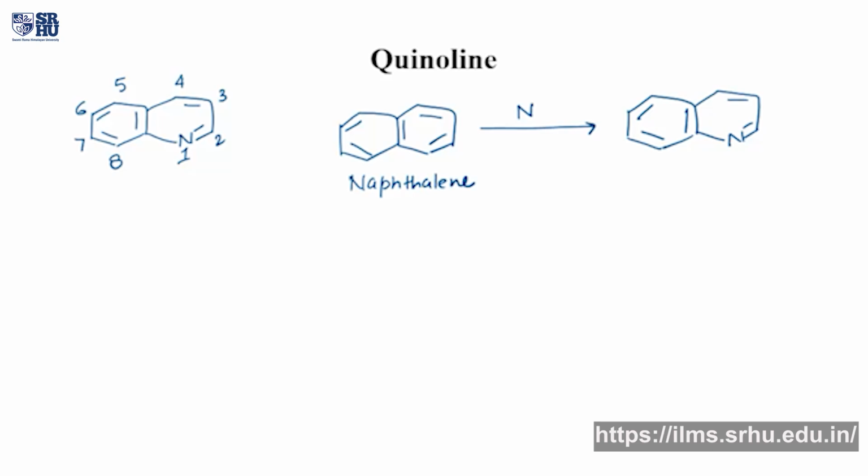There is one more thing. If the nitrogen is not at the first position but at the second position, it will be called isoquinoline. As quinoline is considered a derivative of naphthalene, the other name for quinoline can be 1-aza-naphthalene.